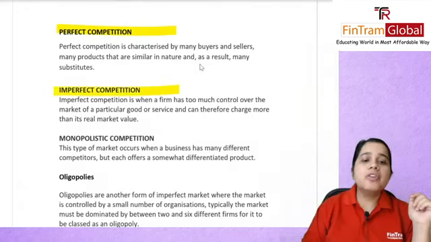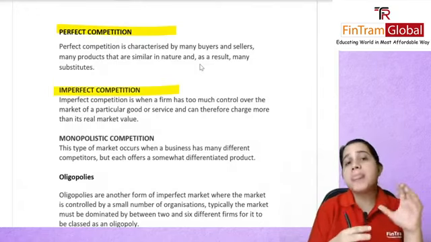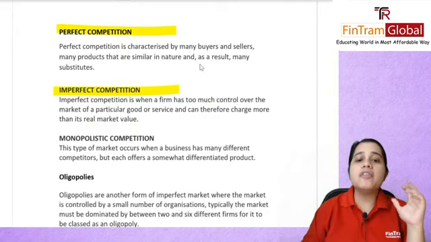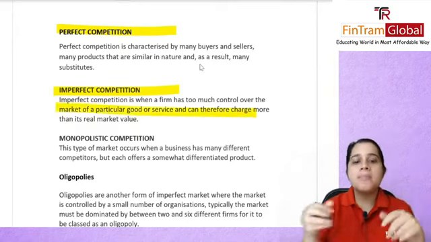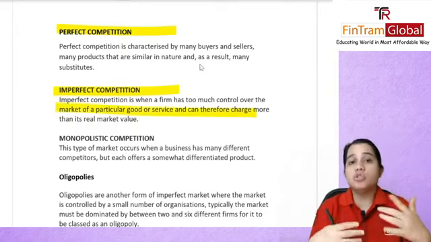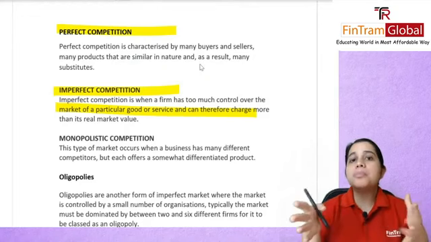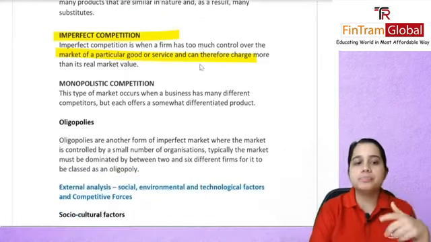Then you have your imperfect competition. This is wherein one firm or a few firms have too much control over your market, and therefore they can go ahead and charge anything, because there are not many people, not much competition.